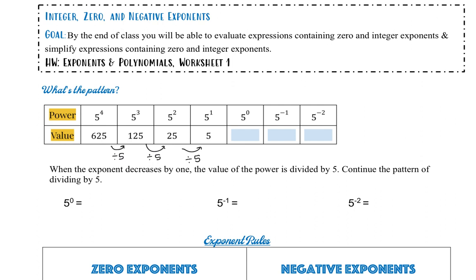So the pattern here, that's the real question. What is the pattern? Well, we're dividing by 5 each time. So 5 divided by 5 gives us 1. Then we divide by 5 again. 1 divided by 5 is 1/5. Once again, we divide by 5. If you want to do that math over here, 1/5 divided by 5. Remember, when we divide a number, we're really multiplying by the reciprocal. So 1/5 times 1/5 equals 1/25.